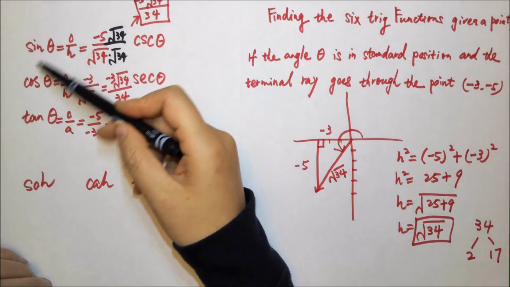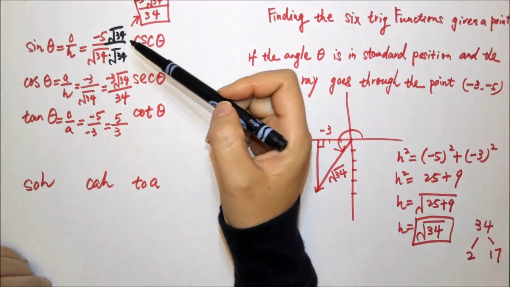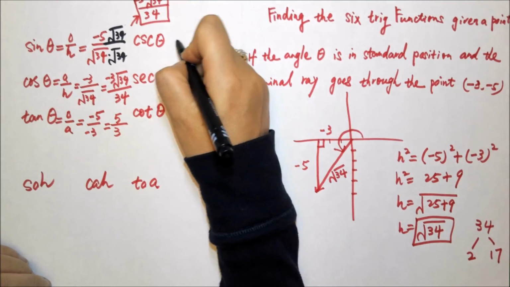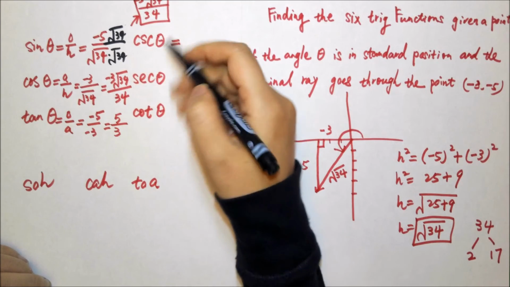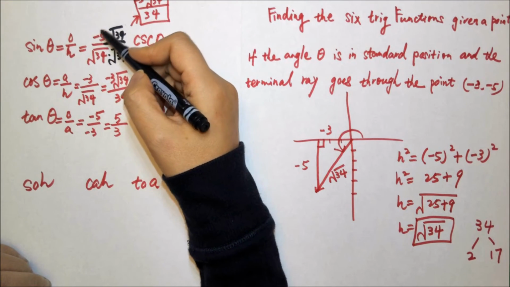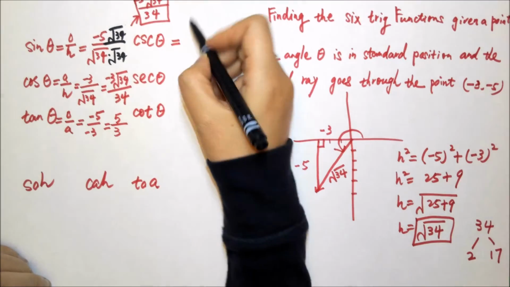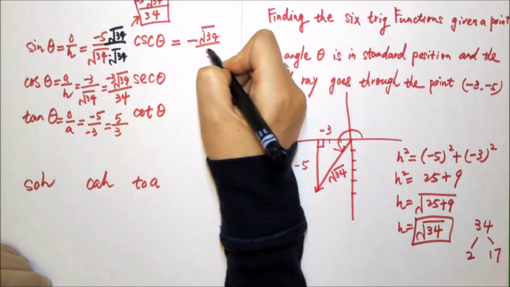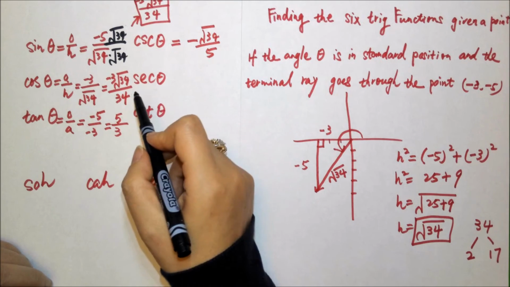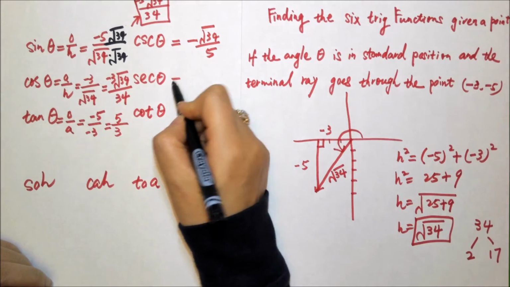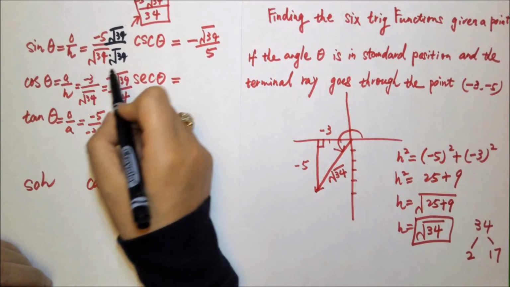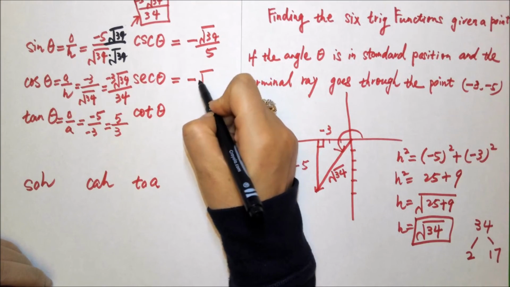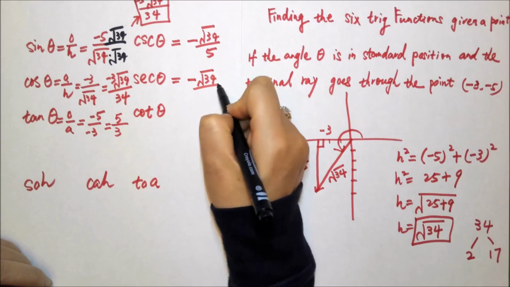Once I figure out the sine, cosine, and tangent, I simply find the reciprocal function for the cosecant, secant, and cotangent. Cosecant theta will equal reciprocal of -5 over square root of 34. Therefore, negative square root of 34 over 5 will be the answer. For the same reason, secant theta equals the square root of 34 over negative 3. You can put a negative sign in front of this fraction, so negative square root of 34 over 3 will be the answer.